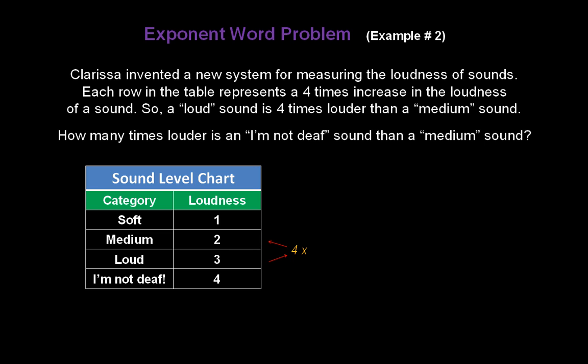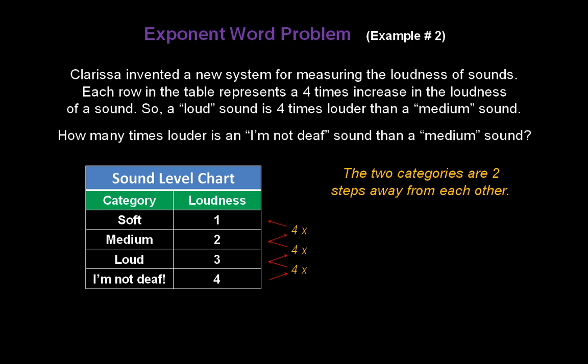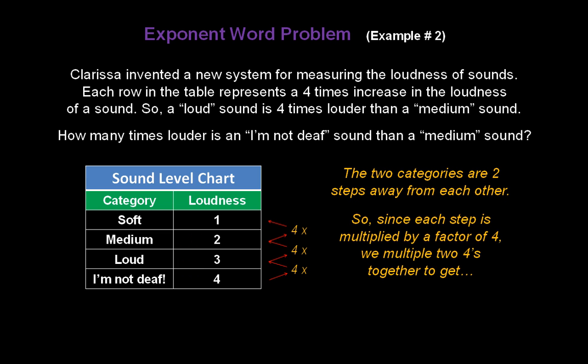Now once again, every level, every step in the table is 4 times larger in sound than the one above it. So let's take a look now that we know that at solving the problem. The two categories of I'm not deaf and medium sound are 2 steps away from each other. So since each step is multiplied by a factor of 4, we multiply 2 4's together and we get 4 times 4, which is 16 times louder.